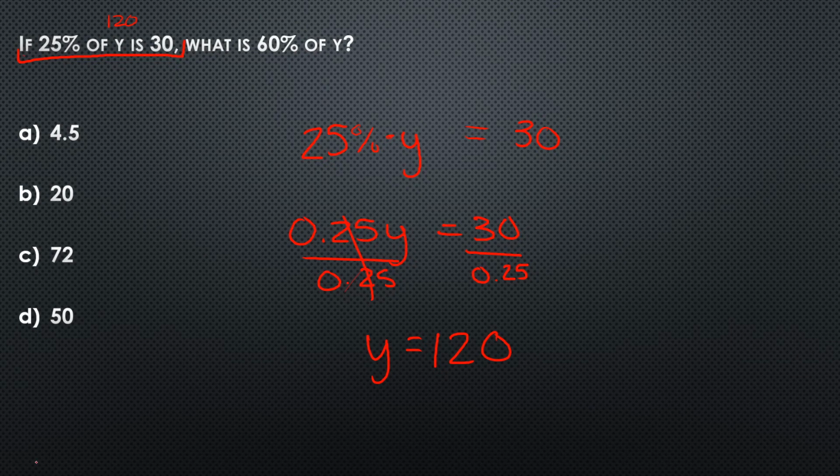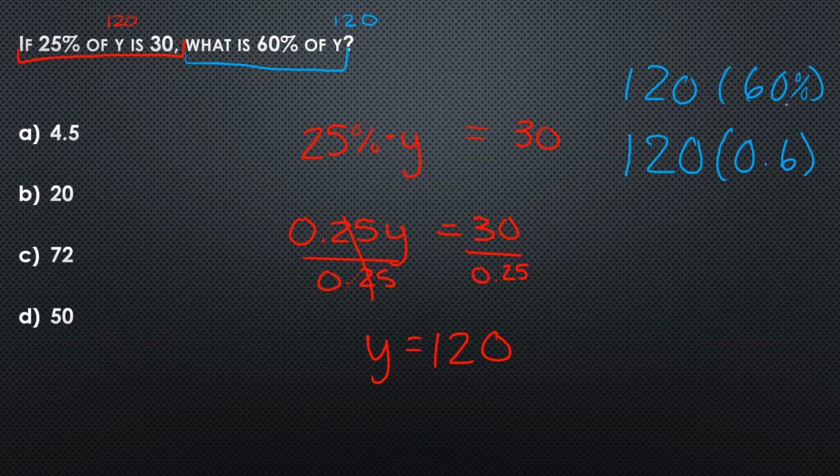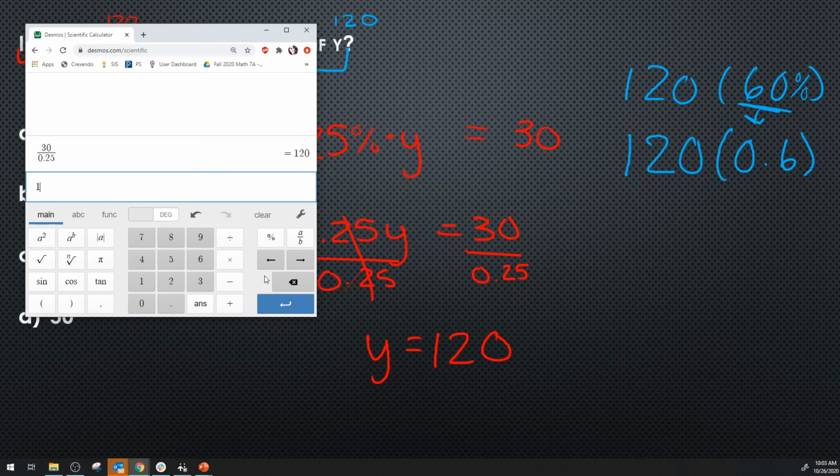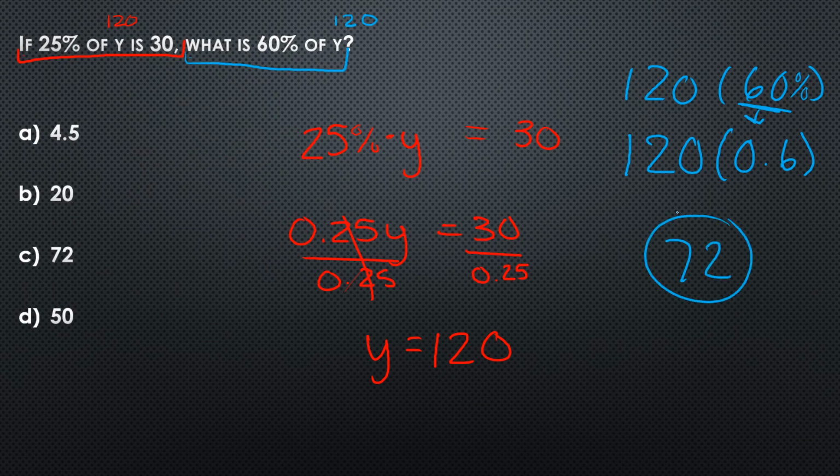So the next step for this problem is going to be doing this part here. What is 60% of y? And I know y is 120. So I'm going to take this 120 and multiply it by 0.6. What I did was take 120 and multiply it by 60%, but I changed this percent to a decimal, which you have to do before you multiply it. Then I'm going to bring back my calculator and I'm going to do 120 times 0.6, which gives me 72. So my final answer for this question here is going to be 72.